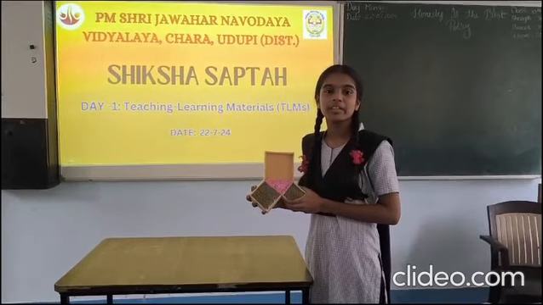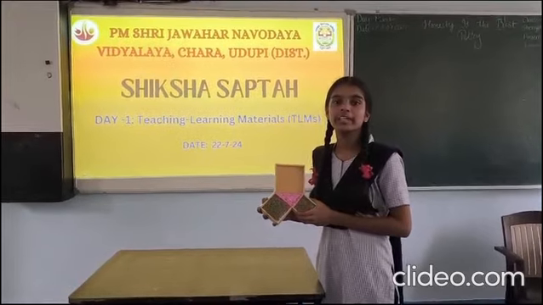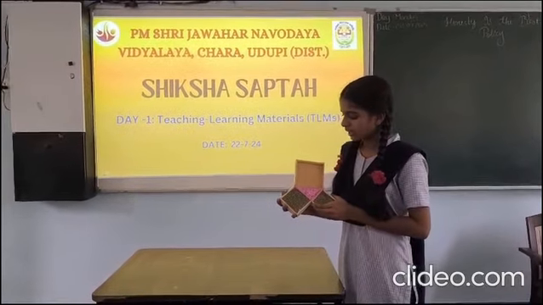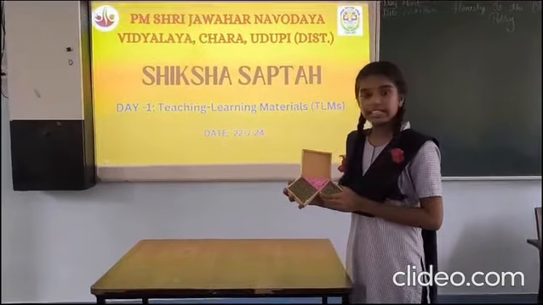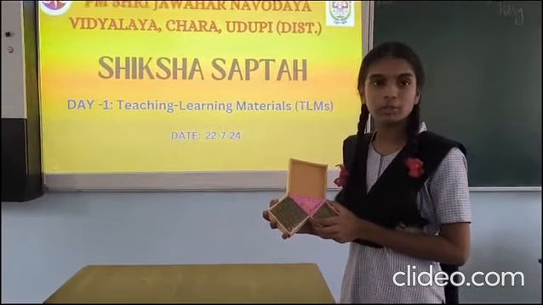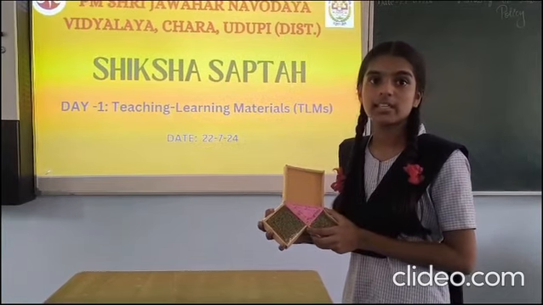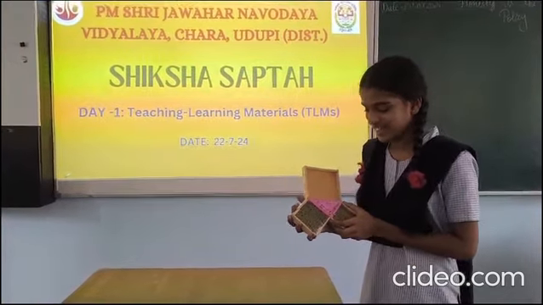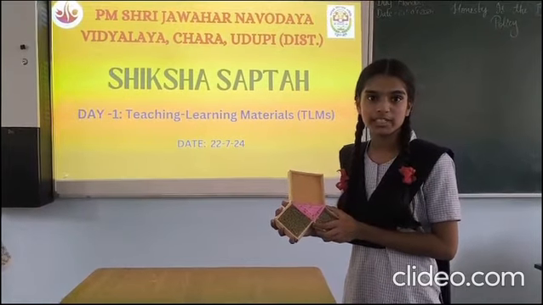Good morning to everyone. My name is Prajna. I have prepared a model based on the Pythagoras theorem. It states that the square of the hypotenuse is equal to the sum of the squares of the other two sides.